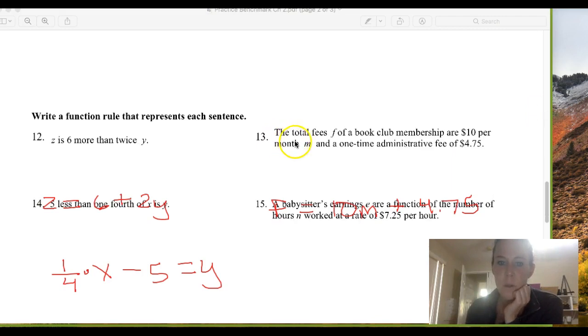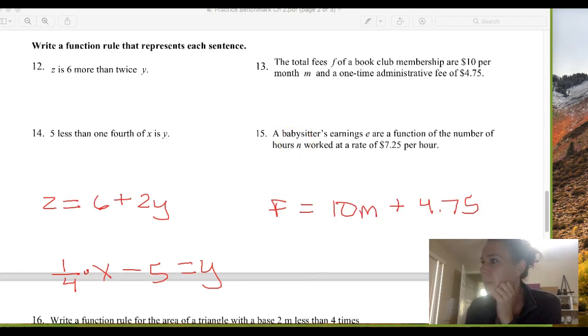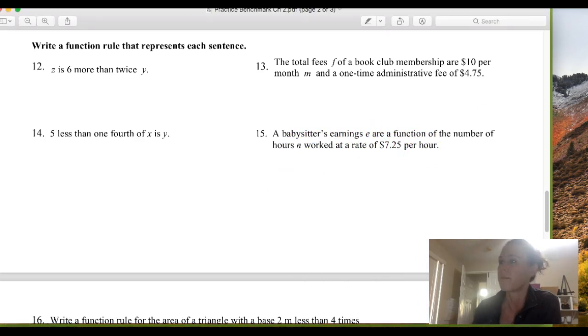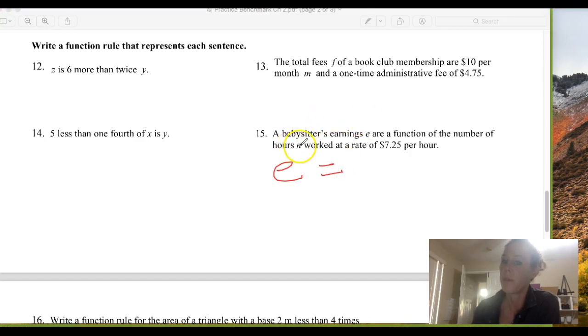Okay. All right, a babysitter's earnings. Babysitting earnings E are a function of the number of hours worked, N, at a rate of $7.25 per hour. So the earnings is just going to be the number of hours worked, N, times 7.25. So 7.25 times the number of hours you worked is your earnings. And that's all it is, guys.